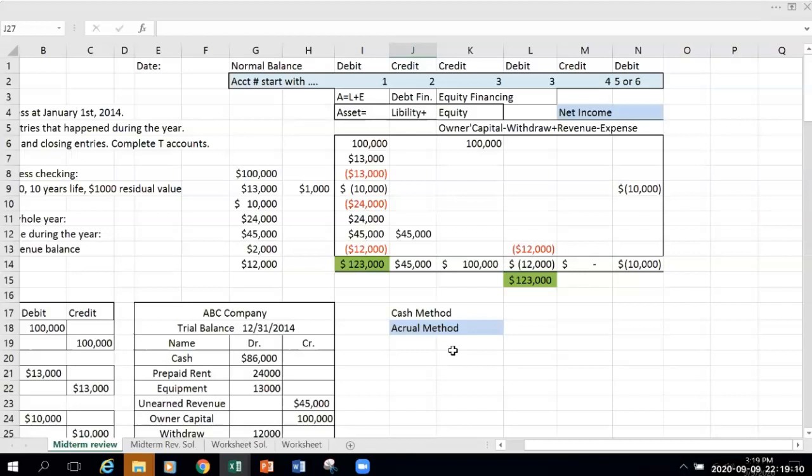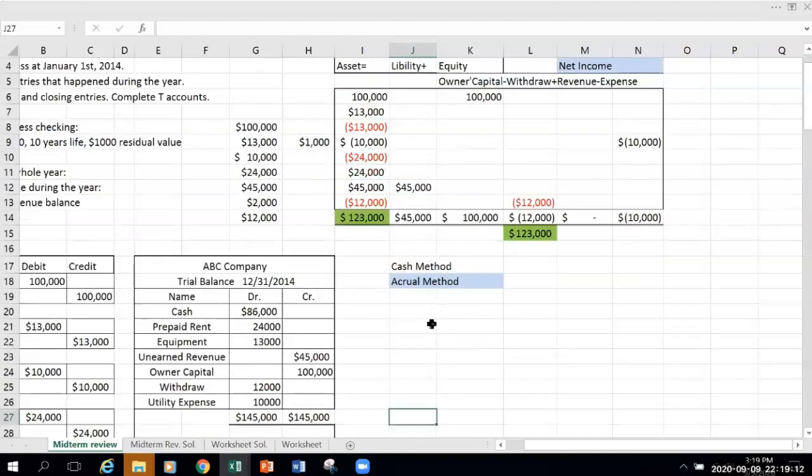I told you also there are 2 methods of accounting, cash method and accrual method, right? Cash method is recording revenue or expense when the cash is received or paid, which is very easy, simple. It's good for very small businesses, but if you are working in a big company, cash method does not provide a good picture. So therefore you use the accrual method.